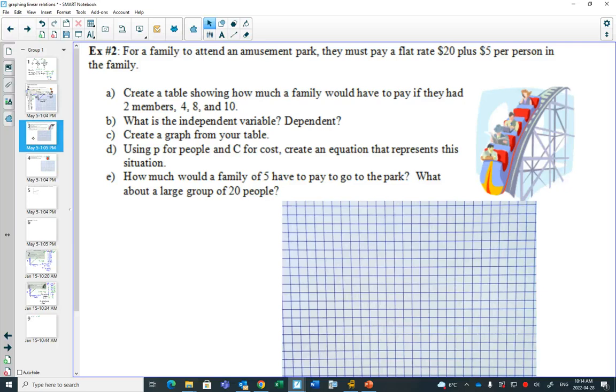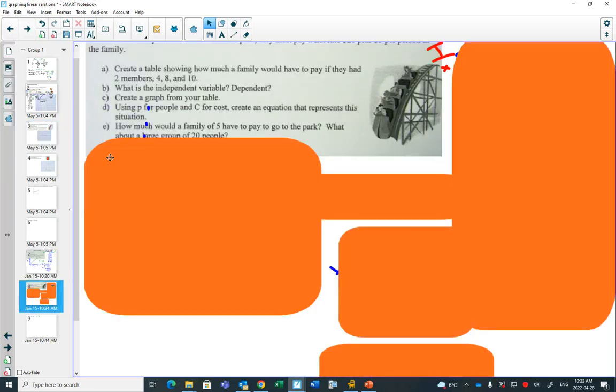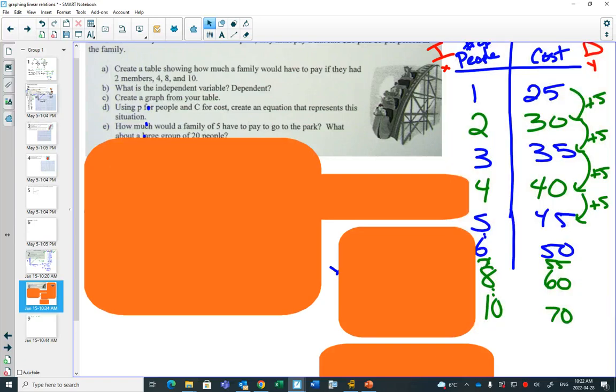So I'm going to get you to try this one on your own, and I'm going to put up the answer in a bit. Here we go. So you've had a chance to work on it. Boom. How did your table go? Did it look like that?